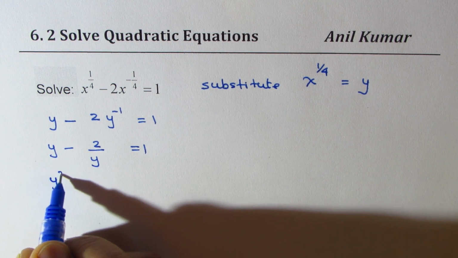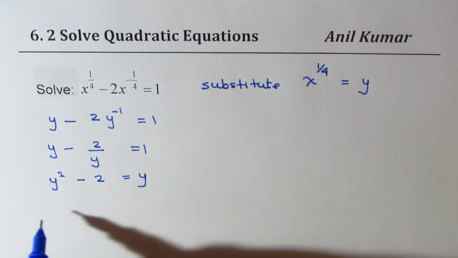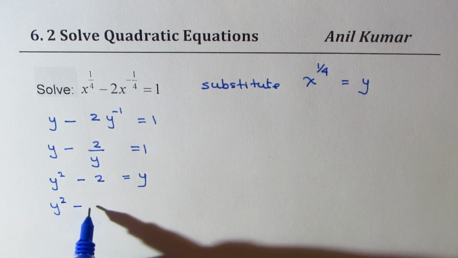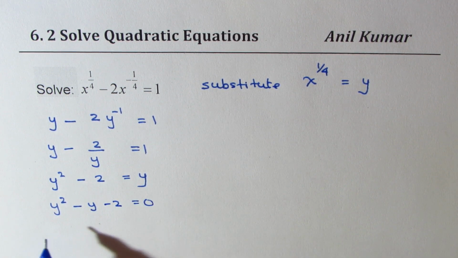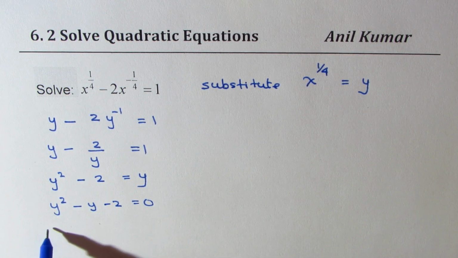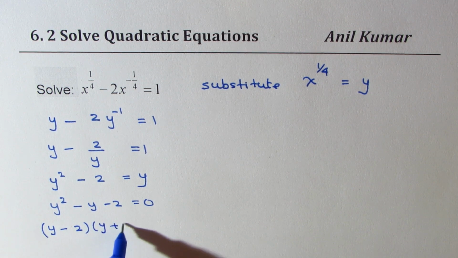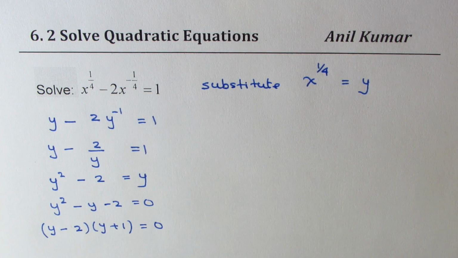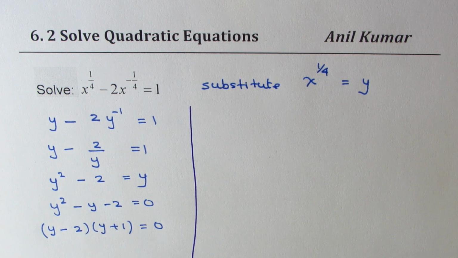Multiplying by y, we get y squared minus 2 equals y. Bringing all the terms together, we get y squared minus y minus 2 equals 0. Now that is a quadratic equation which could be factored and solved. You could factor this as y minus 2 times y plus 1 equals 0. So that gives you two factors equal to 0. And now we can equate these factors to zero and solve for y.